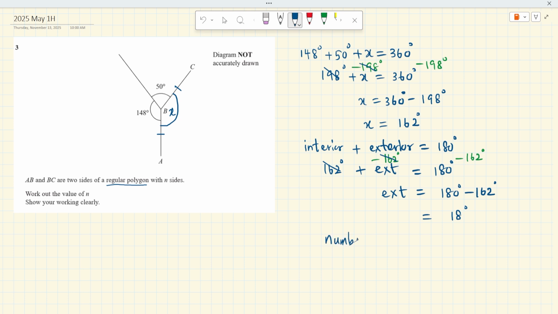Then the number of sides of a regular polygon equals 360 divided by the exterior angle. So here, 360 divided by 18. 360 divided by 18, that is 20. So n equals 20.